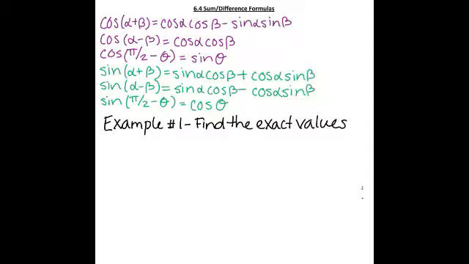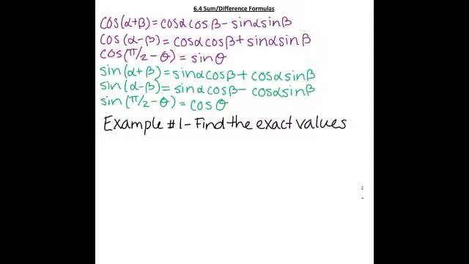The cosine of alpha minus beta is going to be the cosine of alpha times the cosine of beta. Oh, and we didn't finish that one. Plus the sine of alpha, sine of beta. And cosine of pi over 2 minus alpha is the sine of alpha. And that makes sense because if you think of the graphs, they're the same, just shifted over.